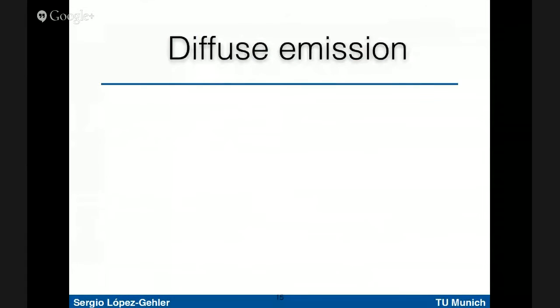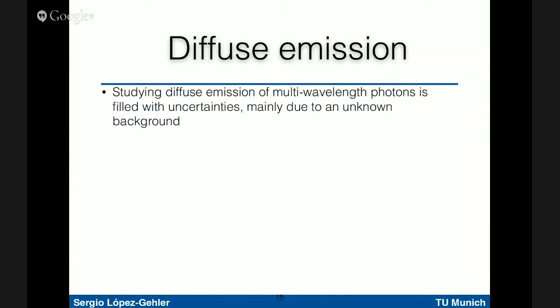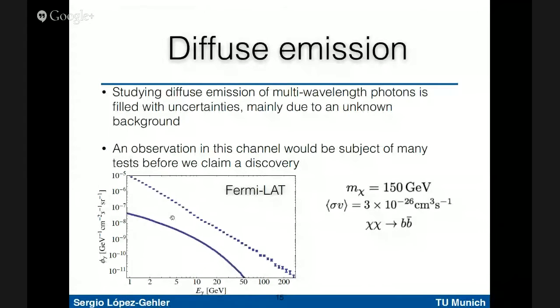So I'm going to talk about, as I said, the two kinds of emissions that we have in gamma rays. We can have diffuse emission from dark matter annihilating. And the problem with diffuse emission is that it's filled with uncertainties. As you can see here, this is just an example of dark matter to b b-bar annihilation using the target cross section, which is a property of the WIMPs. And as you can see, the background is huge.